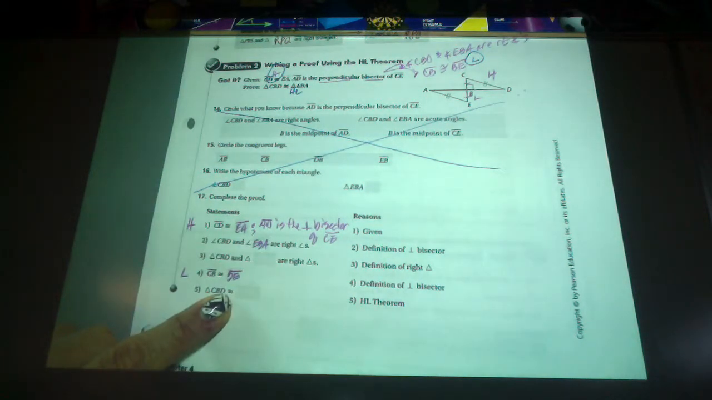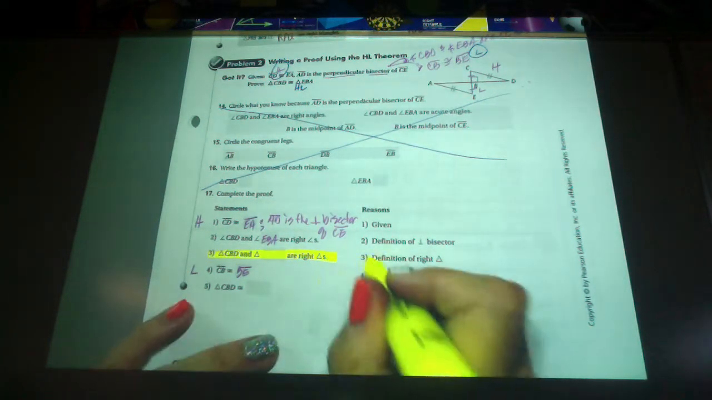But notice, remember what I said, before we can use HL to prove triangles congruent, don't we have to say that we have right triangles? So the minute that I have right angles, and that's what we noted here, can't I conclude that I have right triangles? You have to say that. So you might want to highlight this, because this is one that you're going to miss all the time. And then you are welcome to use the definition of a right triangle. I won't make you write that one out.